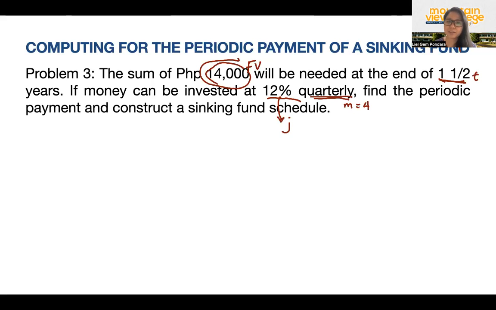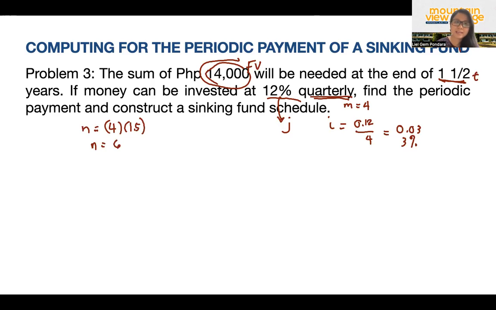It is 4. What is your periodic interest rate? What's your I? 0.03. Very good. That's 0.12 divided by 4. So we have 0.03. It means we'll have a 3% interest rate per quarter. Let's have our N. 4 quarters in a year times 1.5 years. So our N will be 6.